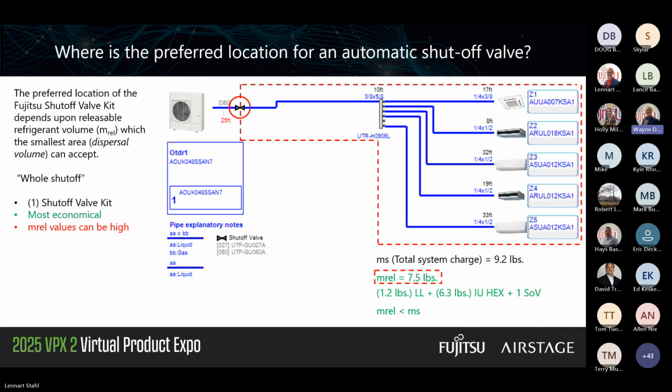It is most economical because you're looking at basically just one shutoff valve that's wired to the outdoor unit. But the downside is your MREL values can be high, because you're only really eliminating the outdoor unit and that short section of line between the outdoor unit and the shutoff valve. Next slide.